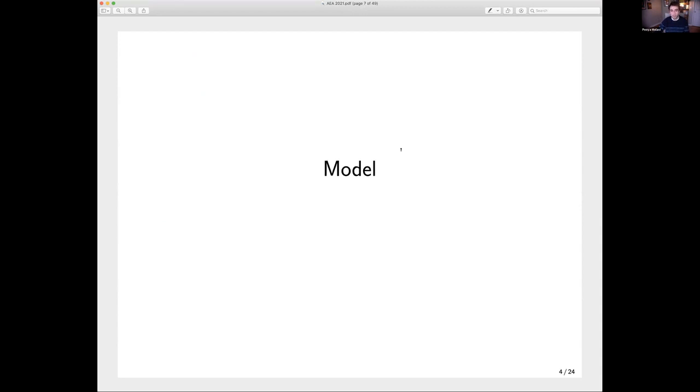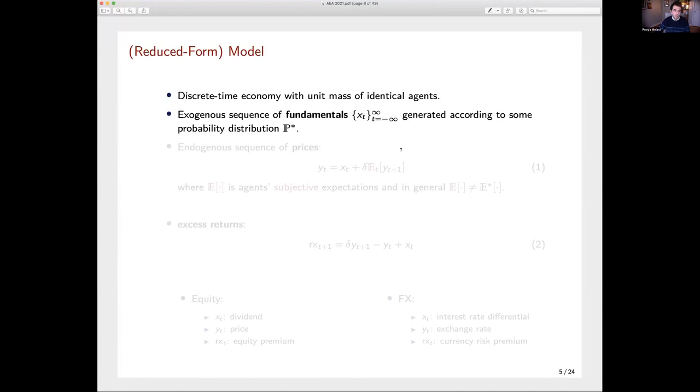So let me jump straight into the model in the interest of time. We're going to make our model as simple as possible along all dimensions except for the determination of expectations. So this is going to be an extremely simple model and completely standard. There's a discrete time economy with a unit mass of identical agents. In the paper, we have an extension with heterogeneous agents, but I'm not going to have time to talk about it today. There's an exogenous sequence of fundamentals that we denote by xt. Again, you should have in mind that this is the dividend for some asset. They're generated according to some probability distribution that we denote by p star. So this is going to be an exogenous object.